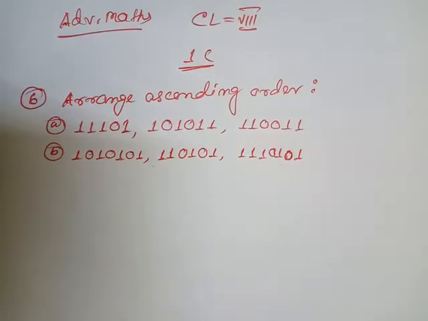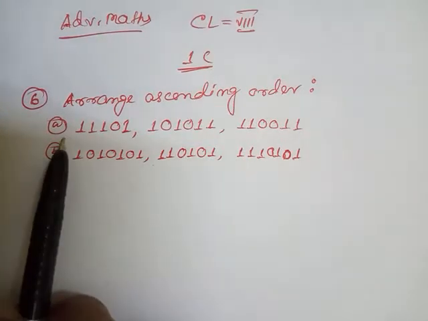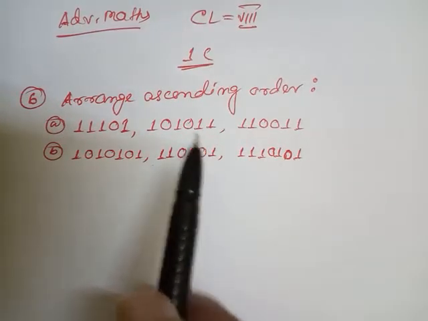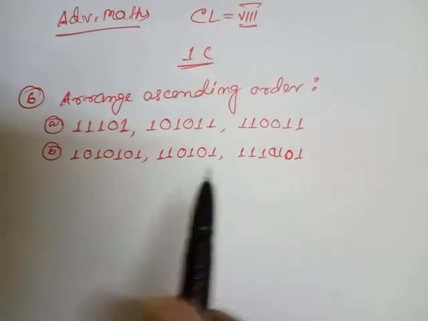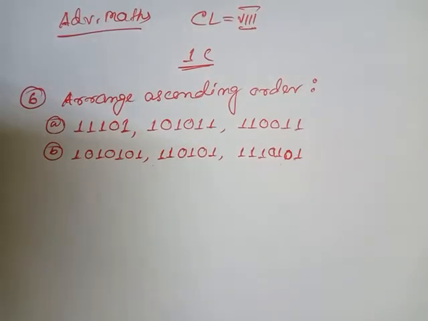Students, today we are going to solve exercise 1C, class 8 advanced maths, question number 6. Arrange in ascending order. There are two parts, A and B, and all the numbers are given in binary format. We have to convert them and arrange them in ascending order. I will do only A, and in a similar way, after watching the video, you will solve B. So let's have a look at how to solve this one.